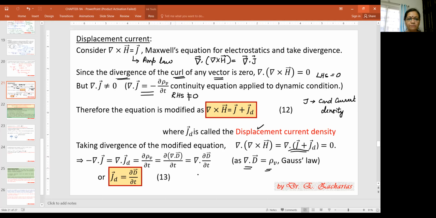So what did we get? We have got del dot JD equal to del dot dou D by dou t, and so we are able to get an expression for this displacement current density. We introduced a concept called displacement current density, and mathematically we are able to see that this displacement current density is dou D by dou t, where capital D is the displacement vector.